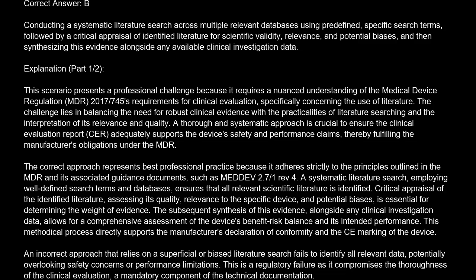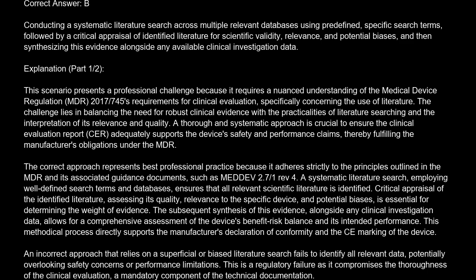The correct answer is B. Conducting a systematic literature search across multiple relevant databases using predefined, specific search terms, followed by a critical appraisal of identified literature for scientific validity, relevance, and potential biases, and then synthesizing this evidence alongside any available clinical investigation data.